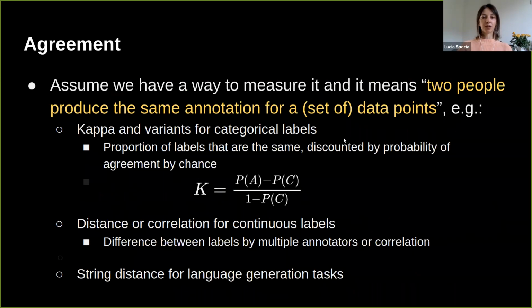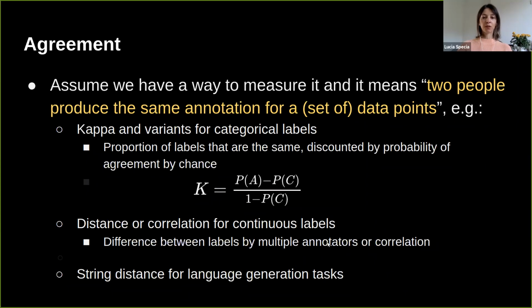And the general assumption is that we want to measure whether two people produce the same annotation for a set of data points. Kappa is the one that probably most of you will know. It's essentially just looking at the proportion of labels that are the same, discounted by some estimate of the probability of agreement by chance. So P of A here is the proportion of agreement, and P of C is the agreement by chance. And this works fine with obviously discrete label tasks, but not with continuous label tasks.